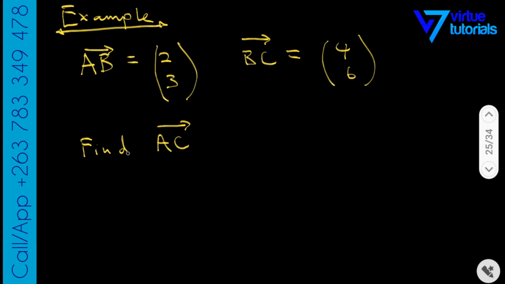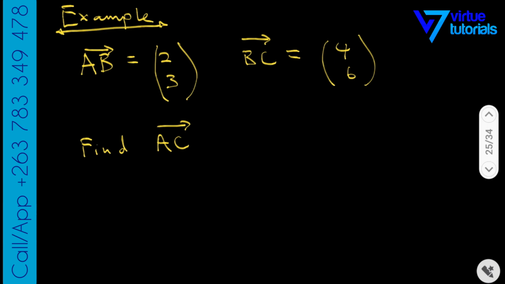Now, we have other situations that do not involve position vectors whatsoever. So for example, here we have the vector AB, right? And we have the vector BC, and we're asked to find AC. If we had position vectors, we would have said OC minus OA, right? But we don't have OC in our information, and we don't have OA, so this is invalid. It doesn't apply. So what do we do?